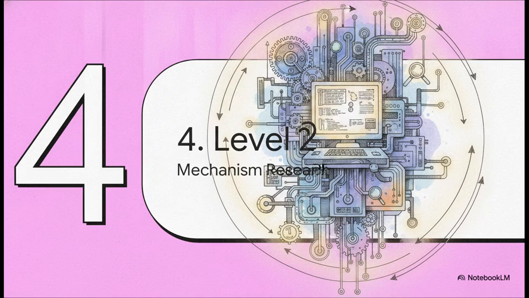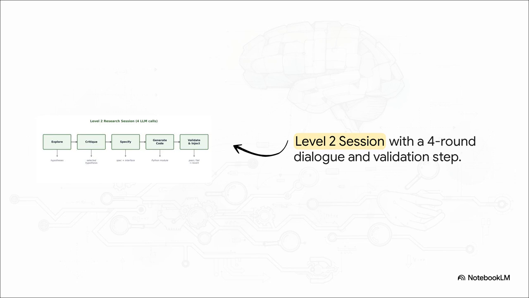Section 4, Level 2, Mechanism Research. This is where things get really wild. We're looking at a 4-round LLM dialog pipeline. Rather than just relying on a simple single-shot prompt, the LLM actually generates the mechanism, rigorously validates it via dynamic loading using importlib, and then injects the Python patch. And if that generated code fails validation, it instantly reverts to a pre-patch backup, keeping the active runner totally safe.